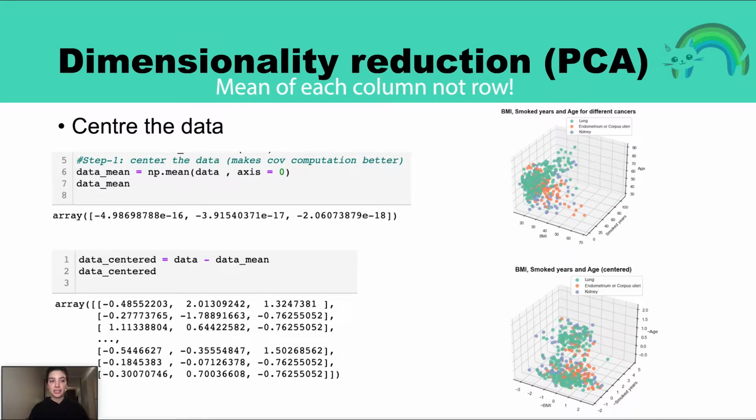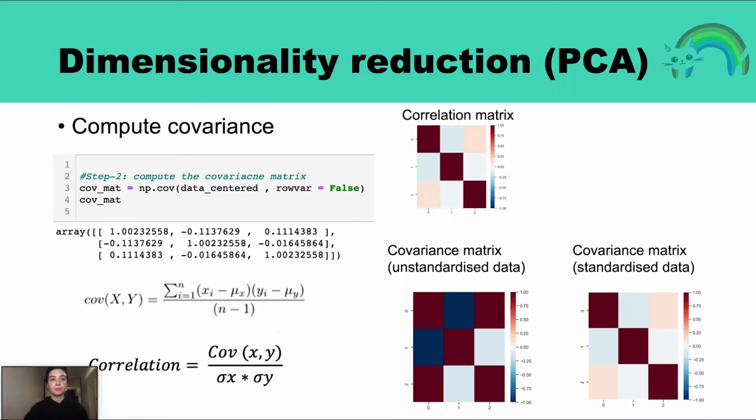So the first bit, center the data, all that means is we take the mean of our data, so the mean of each row, and then we subtract that from our data. So that means our data becomes centered around 0. This is one of the steps in standardizing our data, so if you've already standardized your data, you don't need to perform this step as well.